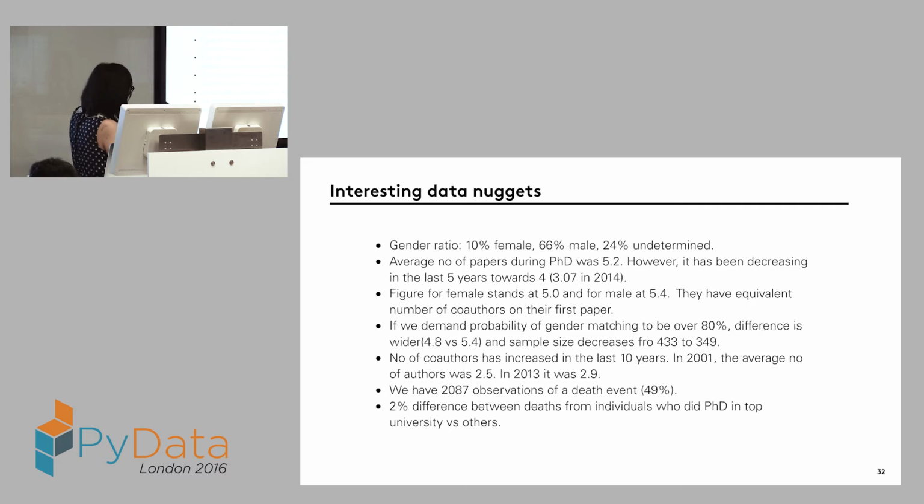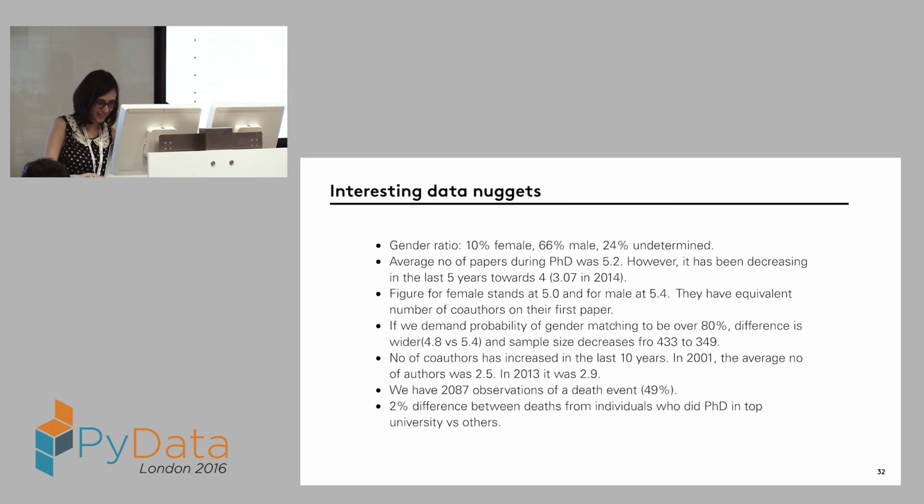The average number of papers during the PhD was 5.2, which I thought was quite high. However, it has been decreasing in the last 5 years towards 4. The figure for female stands at 5 and for male 5.4. They have an equivalent number of co-authors on their first paper. Also, with the probability of gender matching required to be over 80%, the difference is wider, and the sample size decreases from 433 to 349.